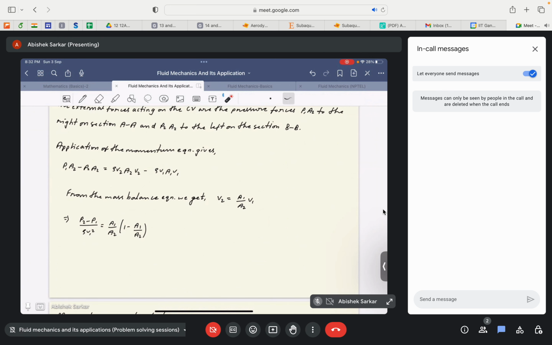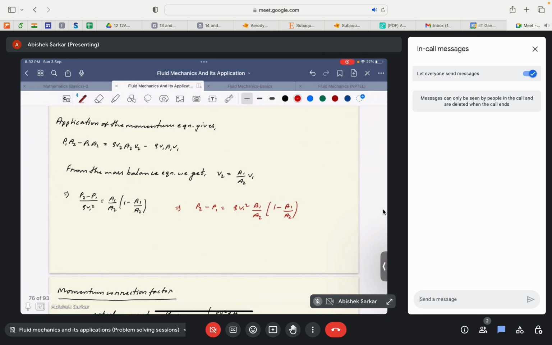So, substituting the value of V2 in this equation, we can get that P2 minus P1 is equal to rho V1 square times A1 by A2 times (1 minus A1 by A2). So this expression essentially gives us the net pressure loss because of the sudden expansion.